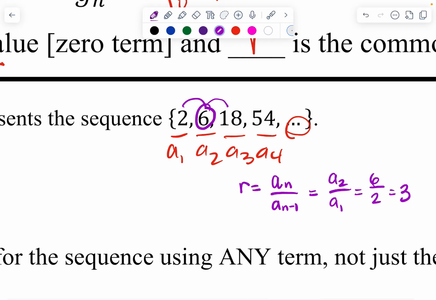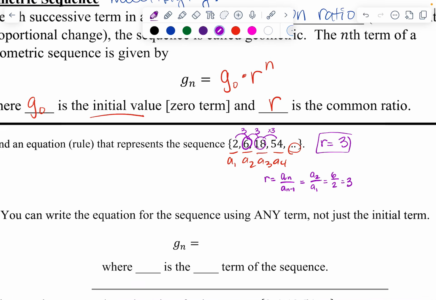Let's double check to make sure that this also works. 18 divided by 6 is also 3. And if I multiply 18 times 3, we get 54. So I know that the common ratio is positive 3 in this case.